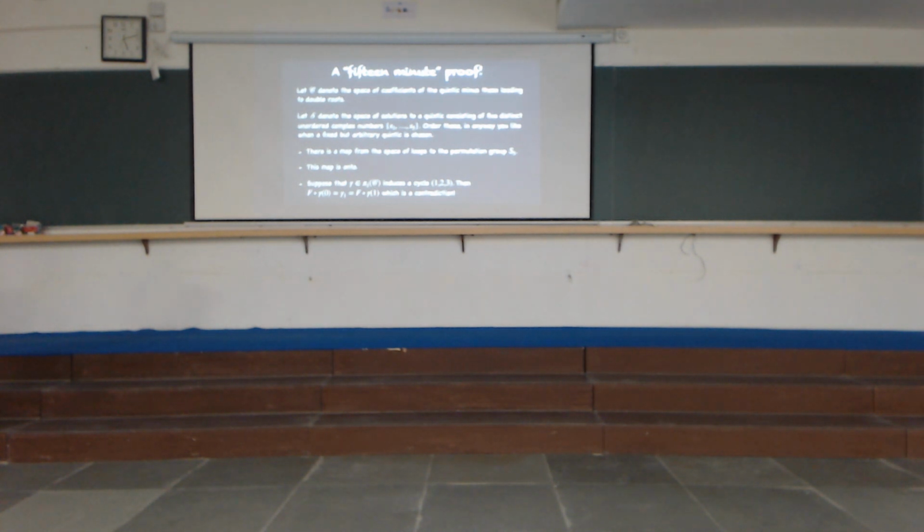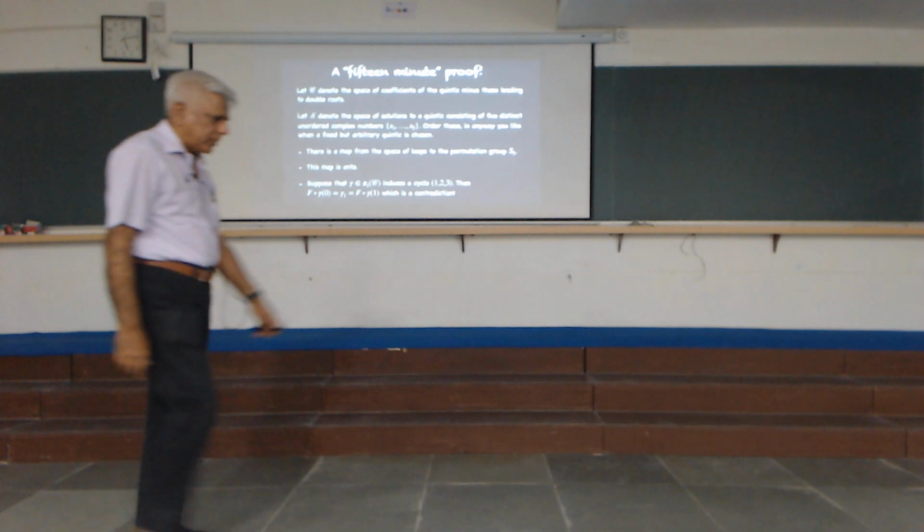This map takes a little while to think about, but this map is onto. Given any permutation, you can actually find a loop in the space of polynomials. And this I am doing only for S1 through S5, meaning I am doing it for 5th degree polynomials. I am thinking of all the 5th degree polynomials as my space of coefficients, minus those where there are double points. I throw those out. Now, why that is necessary is another question, but we don't have to worry about that too much.